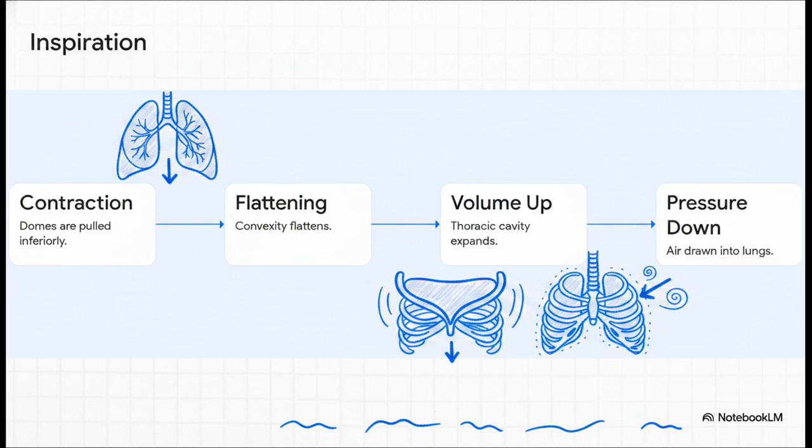Let's walk step by step through the mechanics of inspiration. When the phrenic nerve fires, the diaphragm contracts. Those domes we talked about are pulled inferiorly, flattening out that resting convexity. Because the peripheral edges stay firmly attached to your ribs, the central tendon descends, pushing all your abdominal viscera down. This simple mechanical movement dramatically increases the vertical volume of your thoracic cavity. And according to Boyle's law, as volume increases, intrathoracic pressure decreases, creating a vacuum that literally draws air into the lungs.